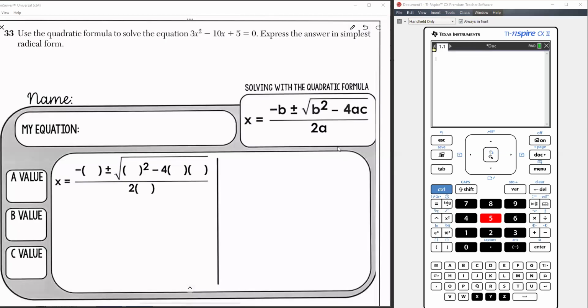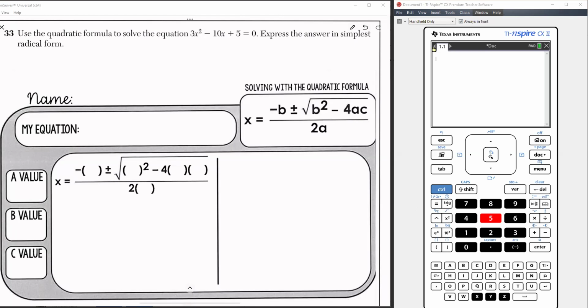All right, guys, here we go. I just did a video where they wanted us to use the quadratic formula to find the exact roots. But in this case, they're saying they want us to simplify the radical and leave it in radical form. So I'm going to show you how to use the calculator to do this.